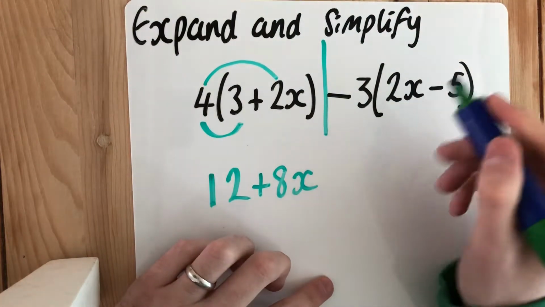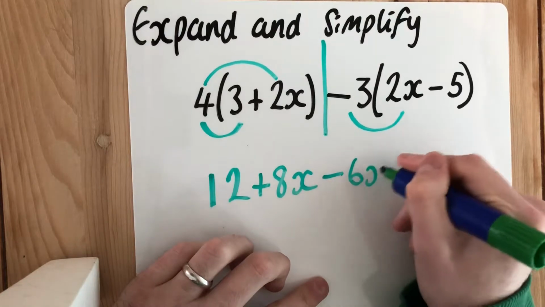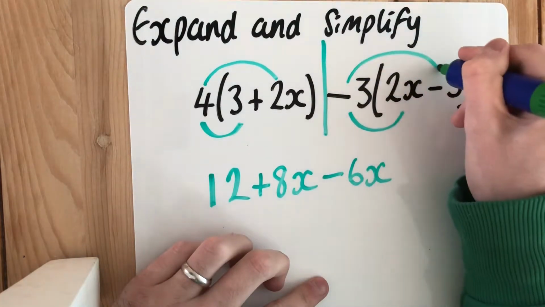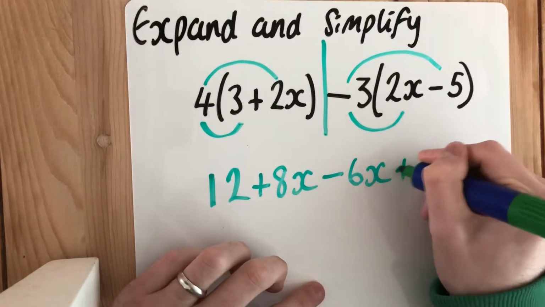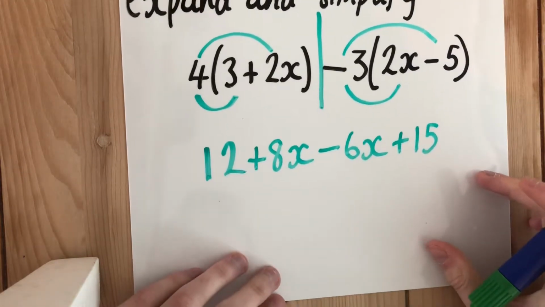I then move on to the right hand side. Negative 3 times by 2x gives me negative 6x. Negative 3 times by negative 5 gives me positive 15. That's expanding done. Now onto the simplifying.